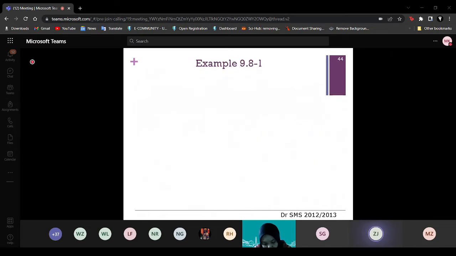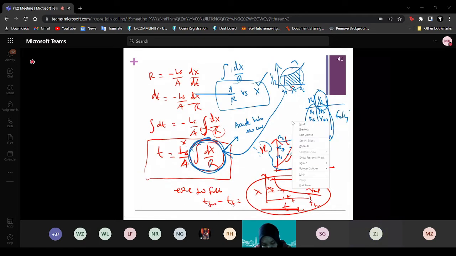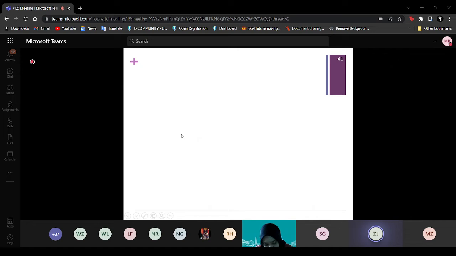Is there an example in here? Oh, no. So this is how to get the integration of dx over R. I think you can look into your textbook. You can look at the textbook example. I can't remember which example 9 something it is on the graphical method, the graphical method for the falling rate. Let me check. You can go through it and look now in your textbook.